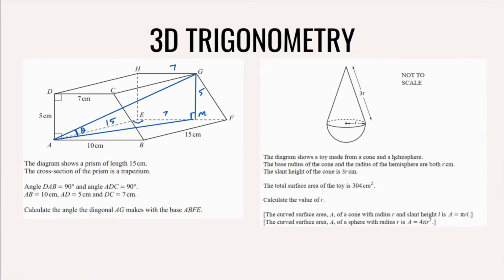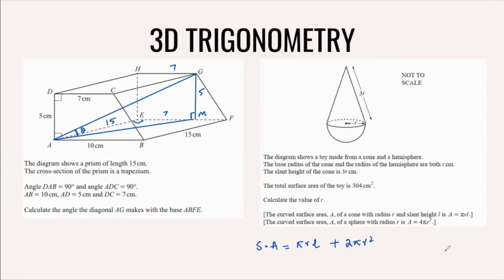So again, for this total surface area of the toy, we have a cone, but for the cone, you can see that the base is now glued to the hemisphere. So that base is not part of the surface area. So over here, your surface area would include the curved part, so pi r L, and then the hemisphere, so that's going to be 2 pi r square.